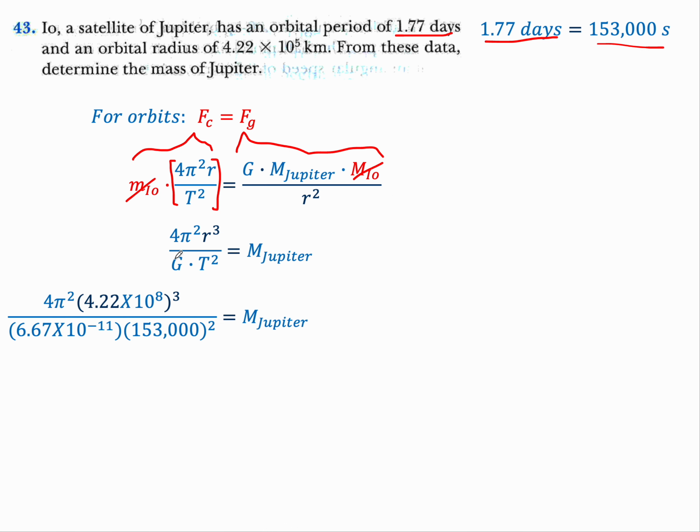Plugging in our numbers, we've got the radius, don't forget to cube it, 4 pi squared over G times this period that we just came up with up on top squared. Plugging in all the numbers, you'll discover the mass of Jupiter is about 1.90 times 10 to the 27th kilograms, which ends up being substantial, but still about 1/1000th that of the mass of the Sun. Jupiter is the biggest planet, but it still is dwarfed by our Sun.